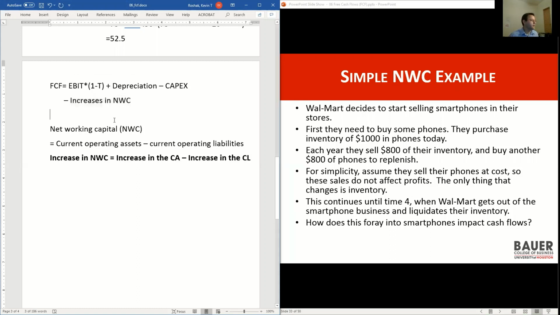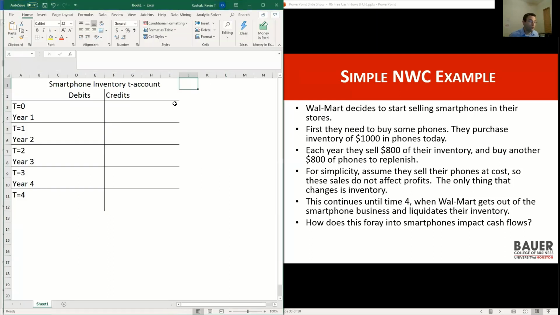Okay, so let's just track the net working capital now. You're going to buy some phones in order to get into the business. So you buy inventory of $1,000. I'm going to just keep track of this in a little T account. If you're not familiar with T accounts, it's not a big deal. We're just keeping track of how many smartphones you have on hand. So to begin with, you've got $1,000 in this example.